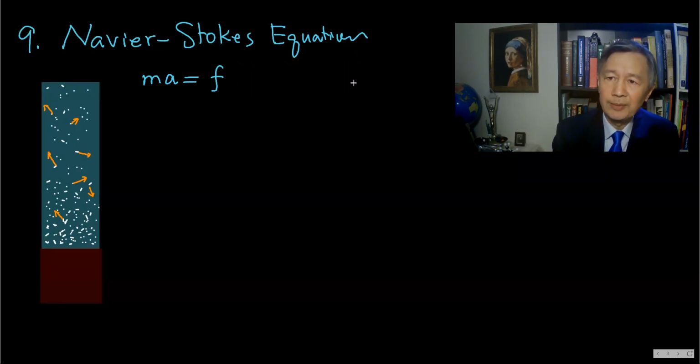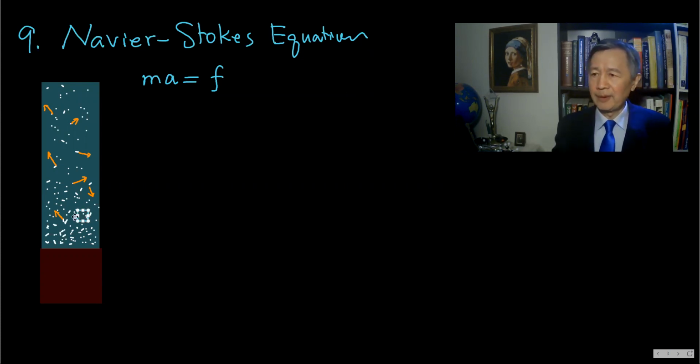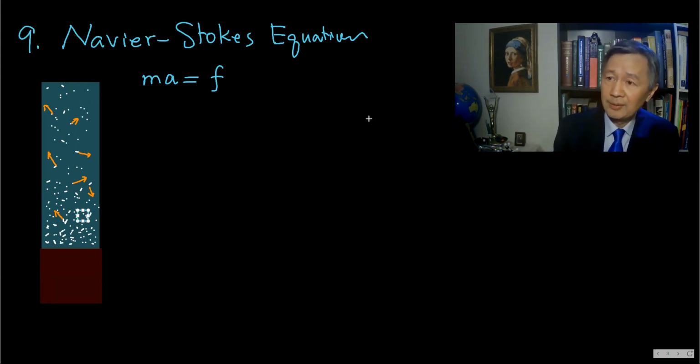If I draw one of them, instead of starting with single particles one by one using Newton's law, they consider cells. Can you see the cell? This cell could be anywhere, and each cell may contain a number of particles. That is how Navier and Stokes first introduced this equation to describe these elements.